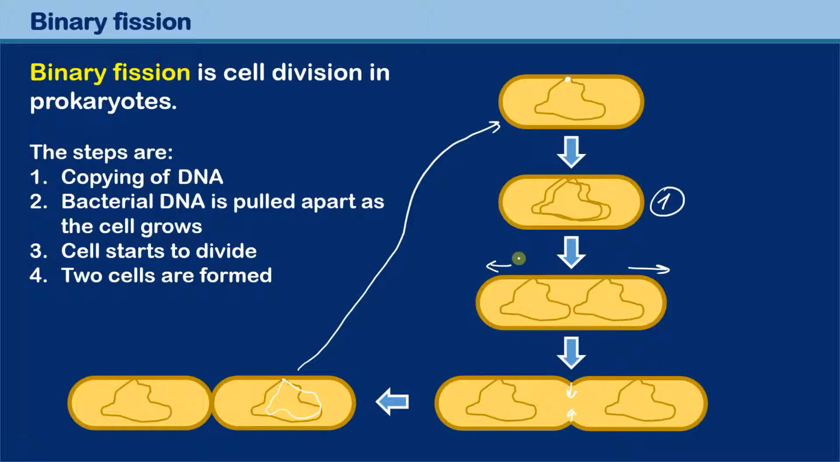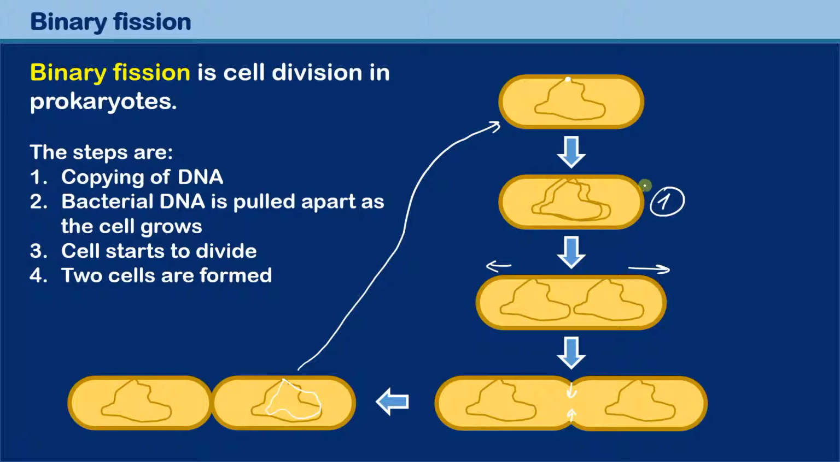As an interesting side information, bacterial cells, bacteria are prokaryotes. Fast dividing prokaryotes can divide once every 20 minutes, every 20 to 30 minutes.